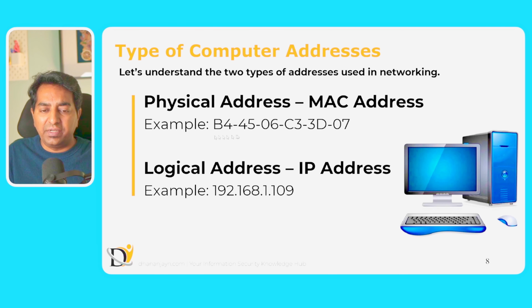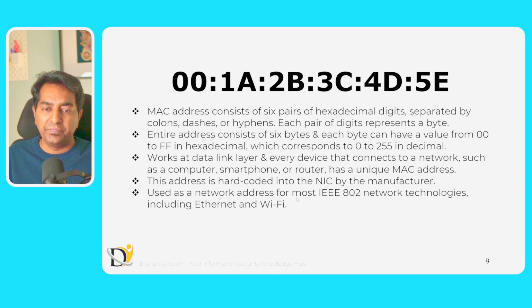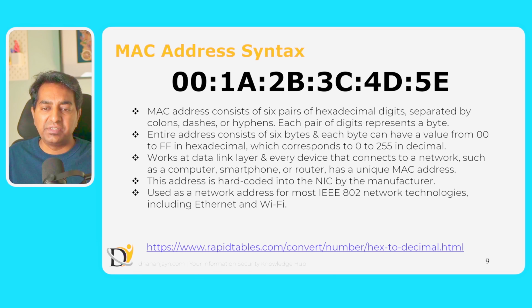If you look at this address, this is a 6 field address. There are 1, 2, 3, 4, 5, and 6 fields separated by dashes here. It could be separated by dashes or it could be a colon. When it comes to a logical address, the address is divided into 4 parts, for example 192.168.1.109. So let us try and understand the MAC address syntax.